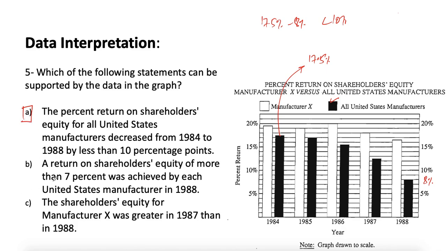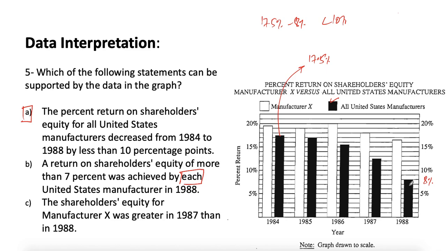Let's see the next one. A return on shareholder equity of more than 7% was achieved by each United States manufacturer in 1988. Now this is a bit tricky. The issue in this question is that it says by each United States manufacturer, but we are provided a general value for all of them, but not for each. There is a difference between these two. As for 1988, the percent return for all United States manufacturers is around 8%.